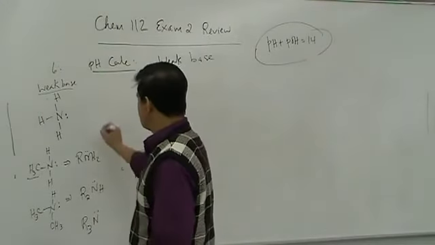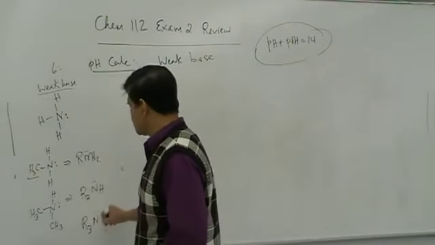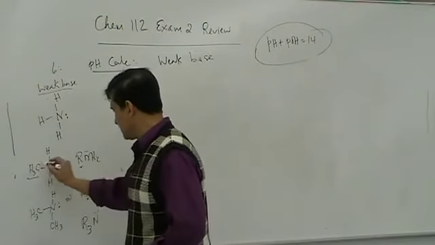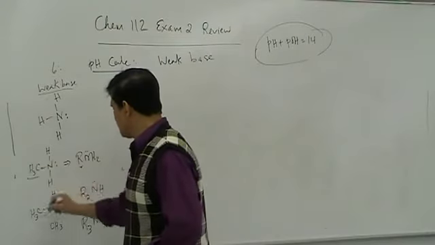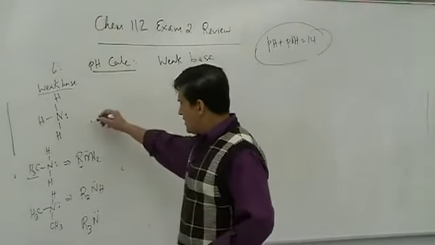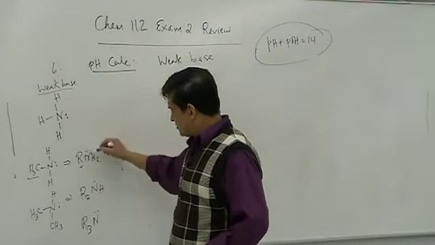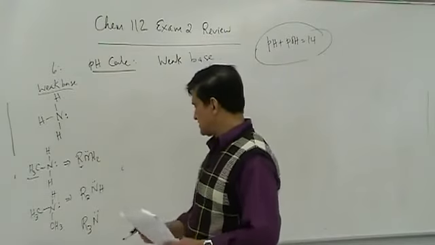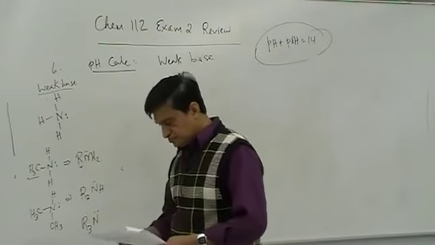So these are symbolic formulas, not actual. R doesn't represent anything, so it could be anything like methyl, ethyl, propyl, any of those can be represented by R. So these are different substituent groups attached to this ammonia. By replacing hydrogen, you get weak bases. So these are all weak bases.